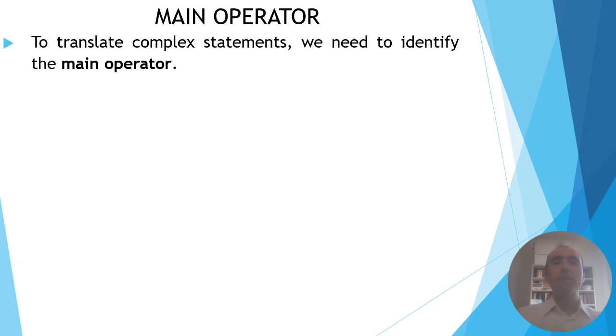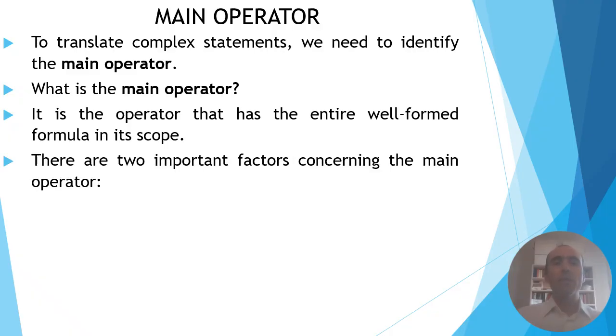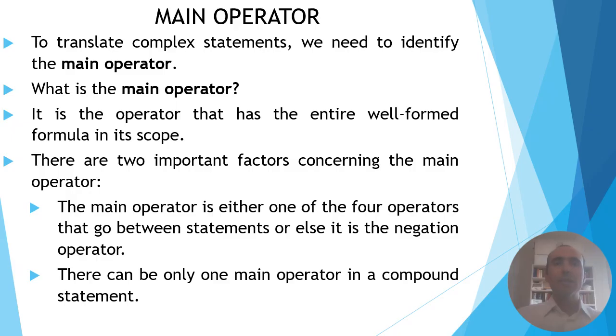To translate complex statements, we need to identify the main operator. What is the main operator? It is the operator that has the entire well-formed formula in its scope. There are two important factors concerning the main operator. First, the main operator is either one of the four operators that go between statements, or else it is the negation operator. Second, there can be only one main operator in a compound statement.